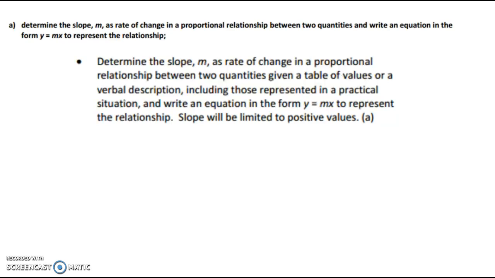SOL 7.10a and the matching bullet in the Essential Knowledge and Skills direct students to learn to determine slope as a rate of change in proportional relationships. Teachers will help students make connections with 6th grade learning of proportional relationships. The equation y equals mx and the variable m for slope will be new for students.